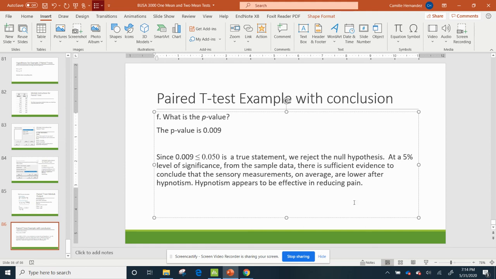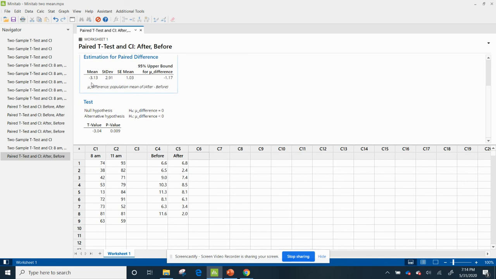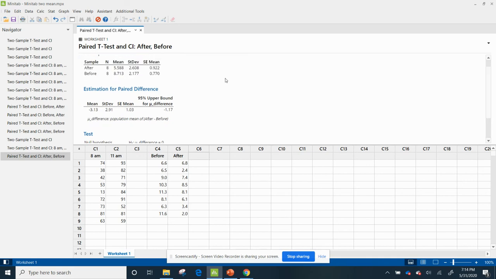So at the 5% level of significance, there is sufficient evidence to conclude that the sensory measurements on average are lower after hypnosis. So hypnosis appears to be reducing the pain. So something's going on. And if I look back here, let me go back to Minitab. There is a difference. Like it lowered it a good bit. And if I go back up here and look, before the pain levels were around 8.7, afterwards they were about 5.5. So it is doing something.